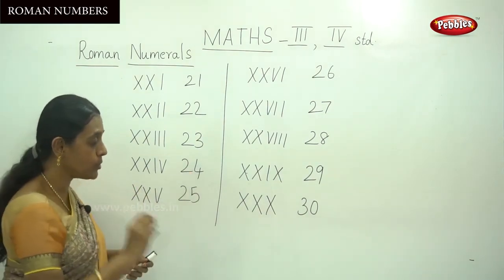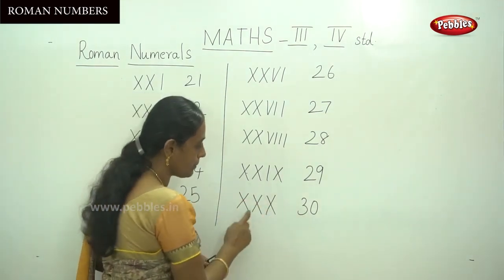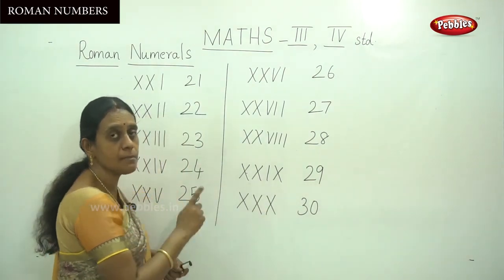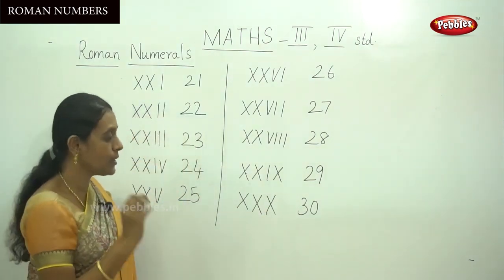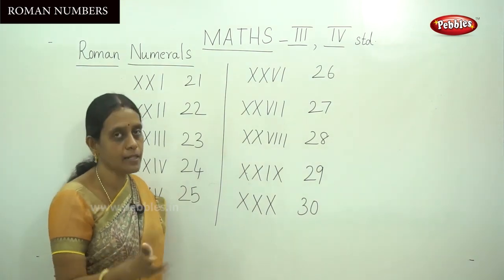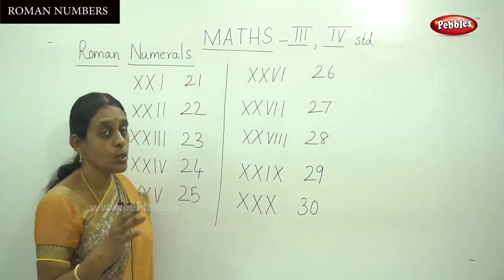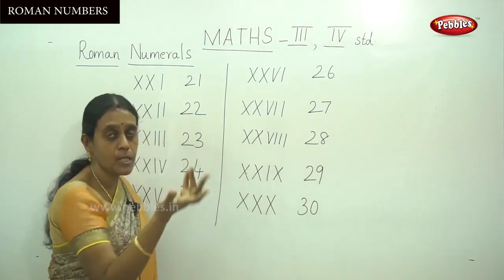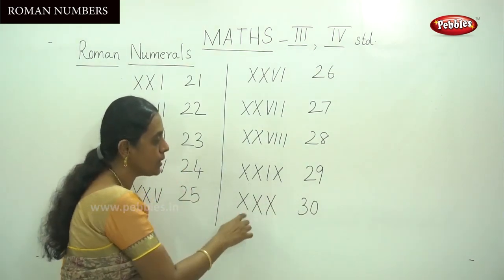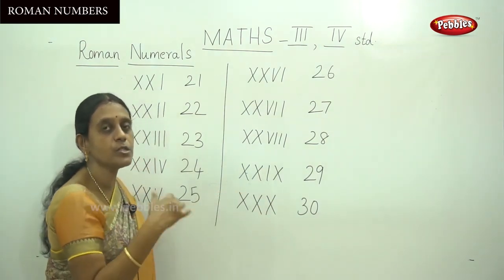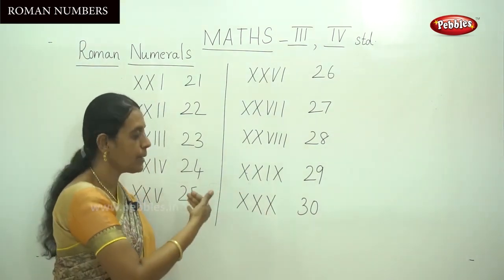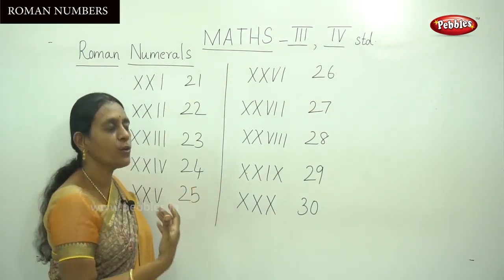We cannot use a symbol more than 3 times. We can use each symbol only thrice. This is the symbol X for 10. You can use it only 3 times, you cannot use it more than 3 times. Suppose you want to write 30 plus 10, that is 40. 40 should be changed into another symbol. Do you understand? When I am writing 31 to 40, you can understand.